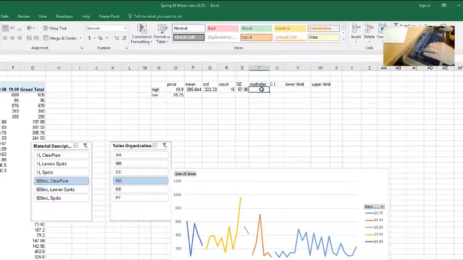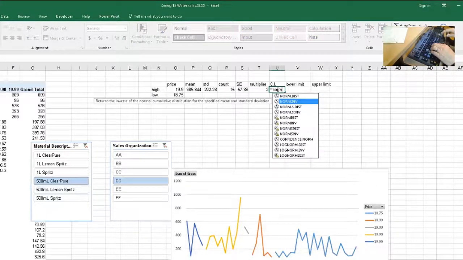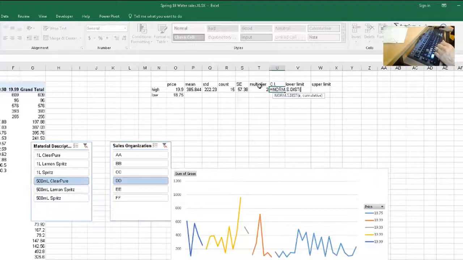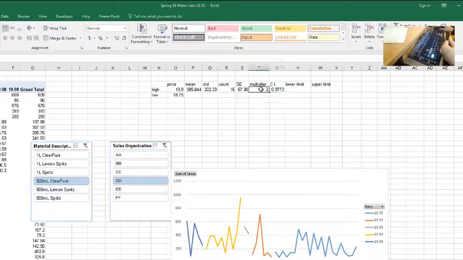And then for the multiplier, I was going to use 2. And to show you how this multiplier works, if I take the NORM.S.DIST, there's the Z value, and I want the cumulative. And so that corresponds to 97%. So it's everything to the left. If I do 0, it's going to be a half. So multiplier of a 0, that's exactly in the middle. That's 50% underneath the normal curve. So we're doing 2.